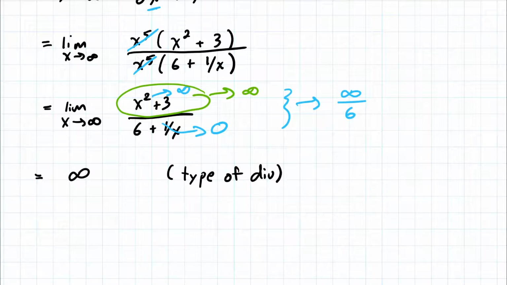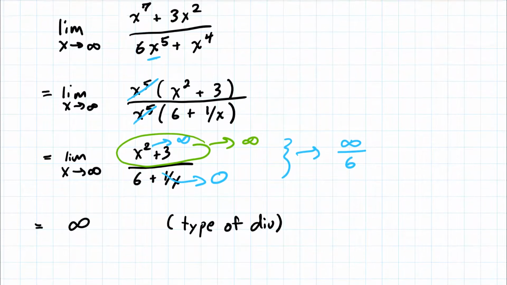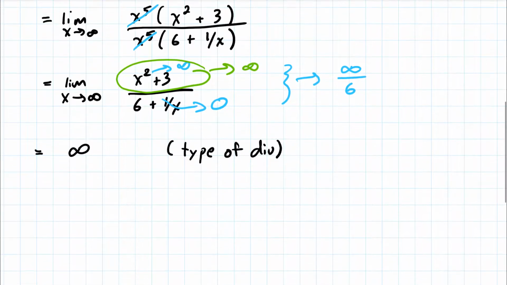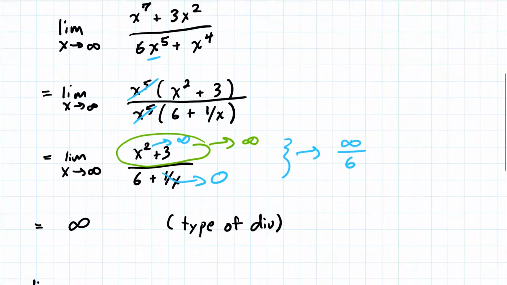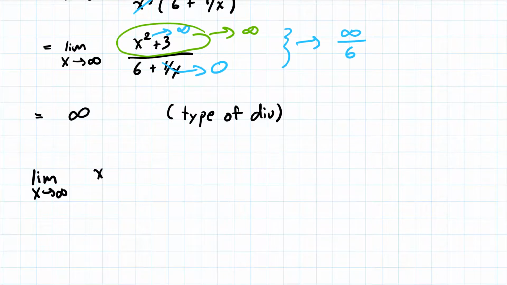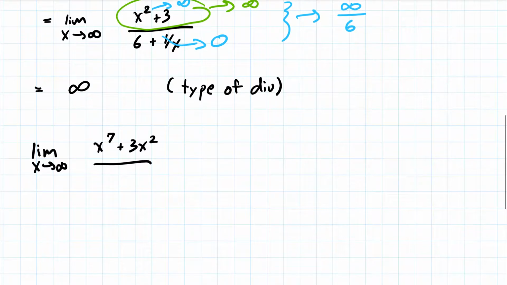The main trick was to factor out the degree of the denominator from the top and bottom. Now, there's a second way to look at this problem that's a little more intuitive, so let me recopy it. The limit as x goes to infinity of x to the 7th plus 3x squared. And the bottom was 6x to the 5th plus x to the 4th.